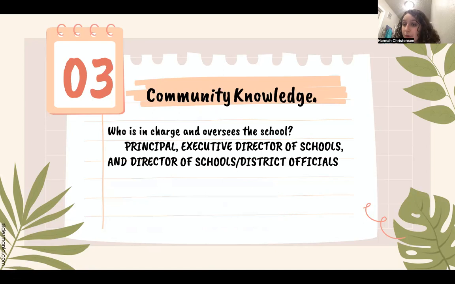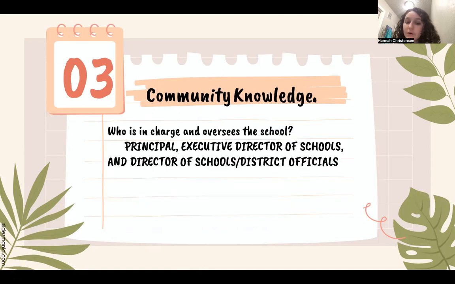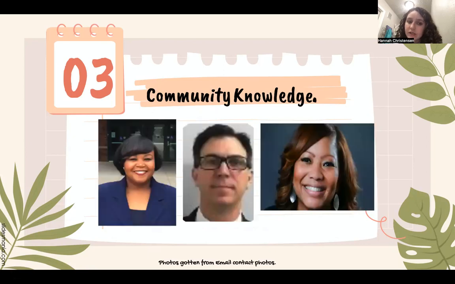Who is in charge and who oversees the school? Who's in charge of just the school is the principal. Then you have the executive director of schools who's over the principal, and then over him, in this case, is the director of all the schools in the districts and the district officials. So you have the principal for this school, which is Dr. Jocelyn Adams, and then the executive director of schools pictured in the middle.